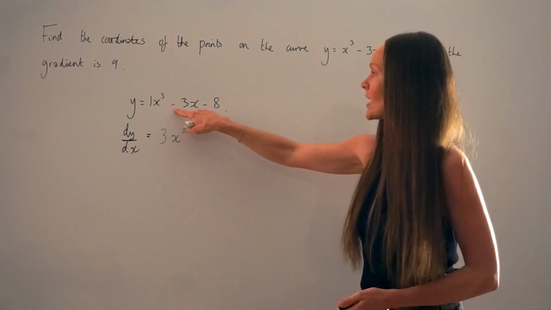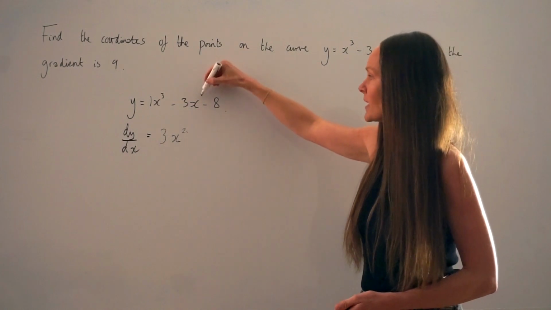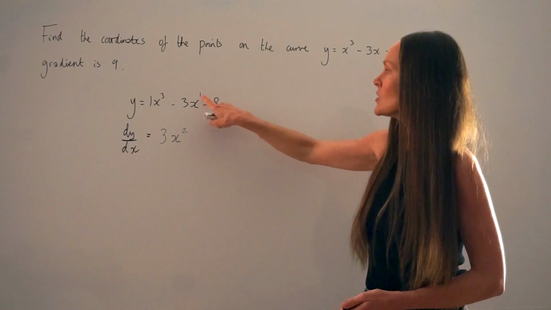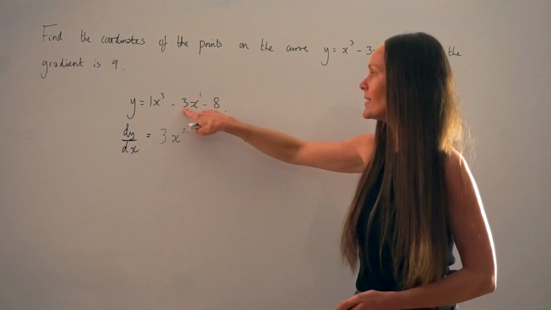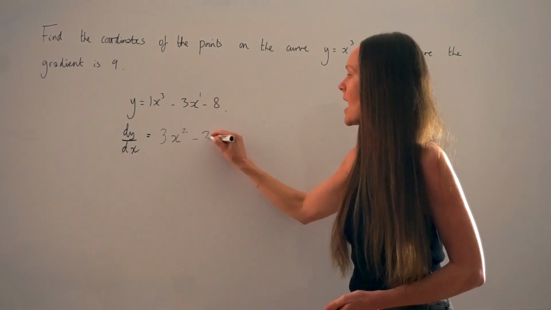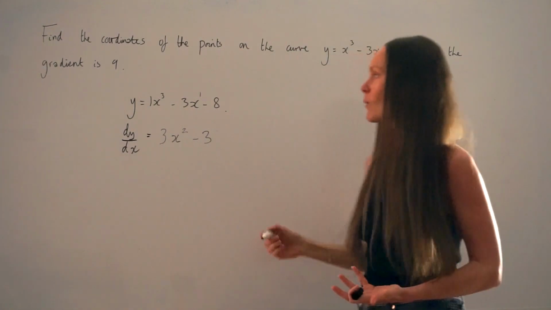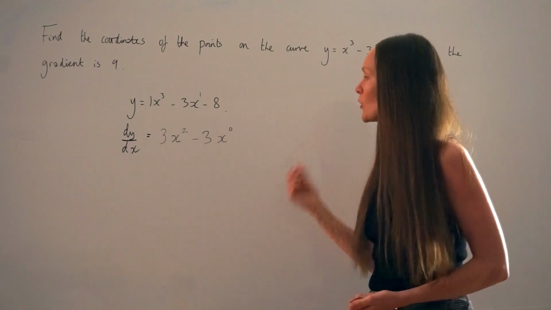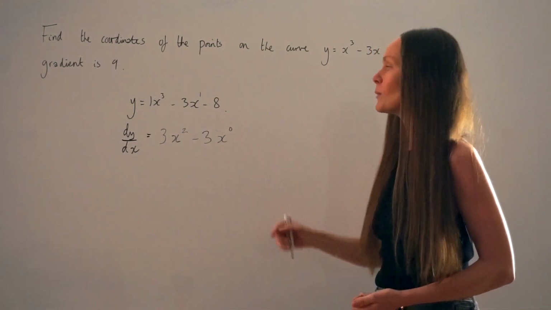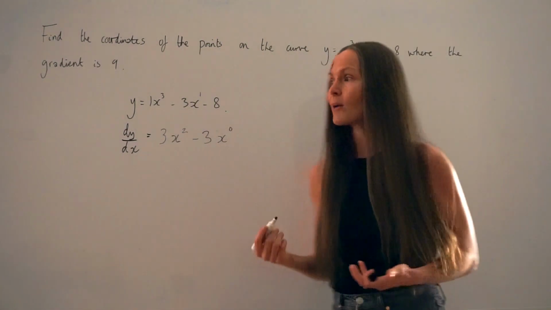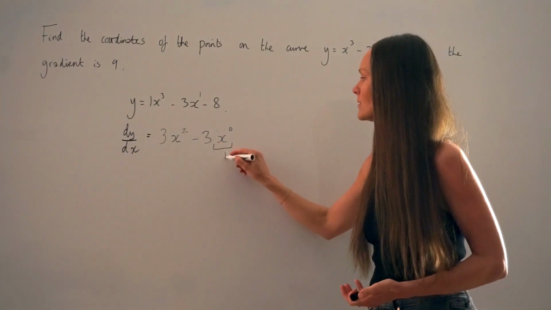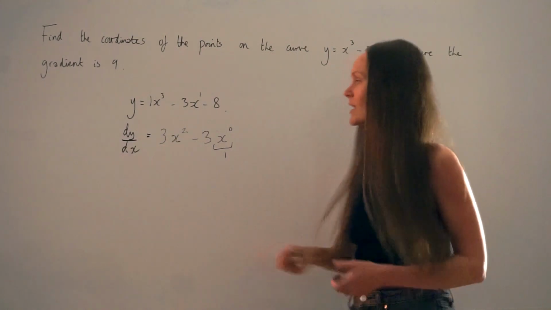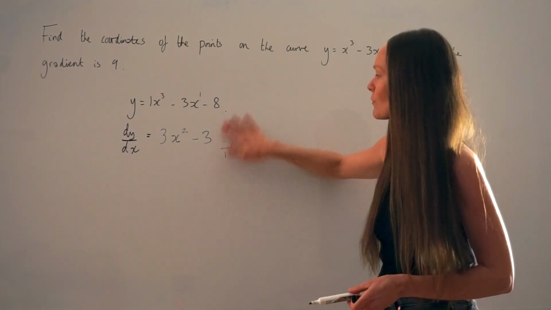Next, if we differentiate this term, remember the power here is a positive 1. We just don't usually write it in. So positive 1 multiplied by negative 3 is negative 3. And again, the power decreases by 1. So 1 take away 1 is 0. But you don't actually need to write x to the power of 0, because anything to the power of 0 is always equal to 1. And if you multiply negative 3 with 1, you get negative 3, so you can just leave it as negative 3.